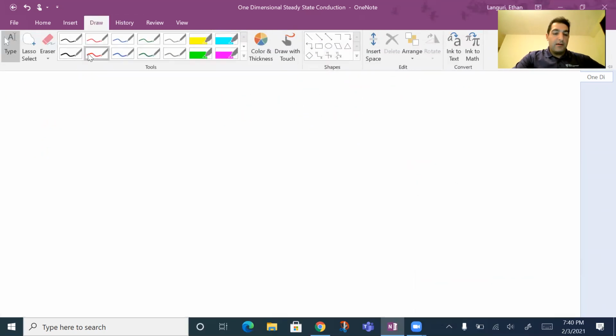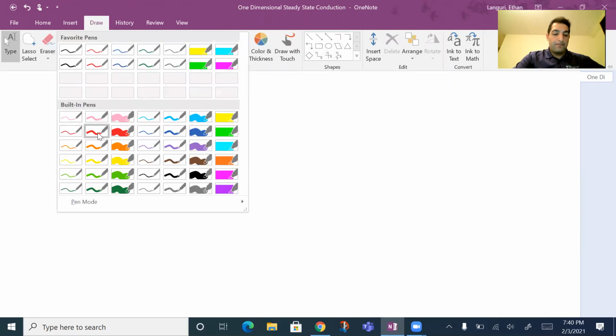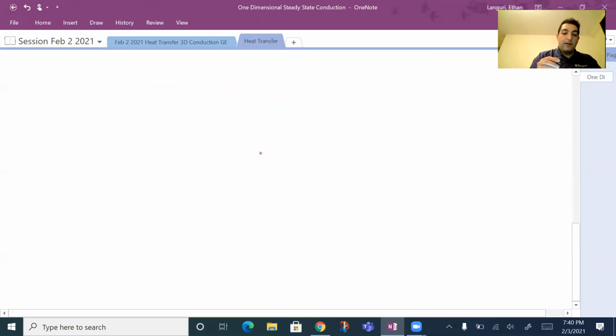Another case is when we have a constant heat flux. So number 2, constant surface heat flux.